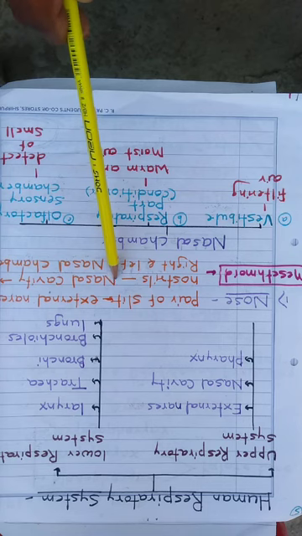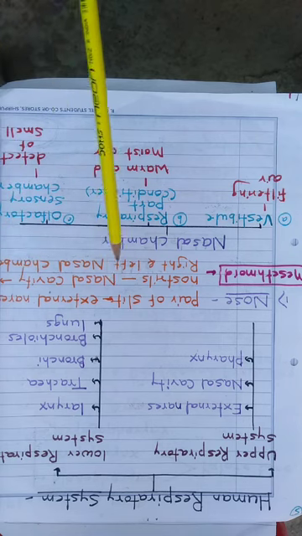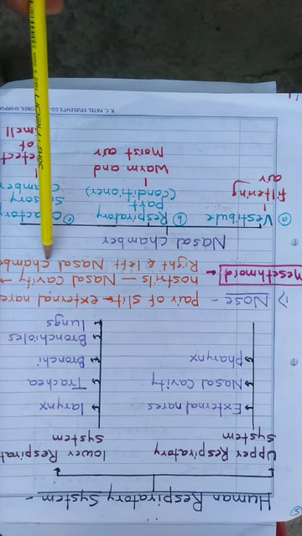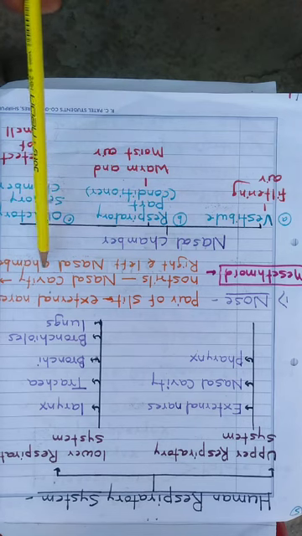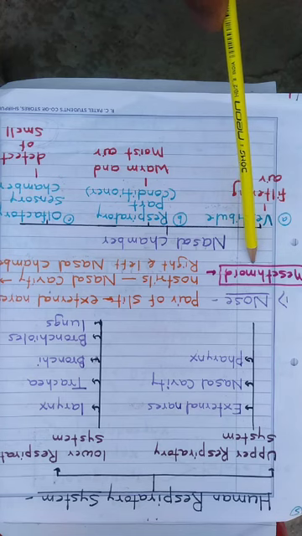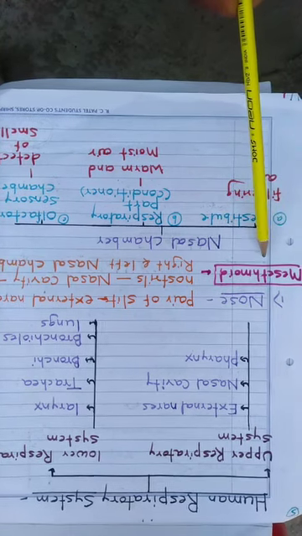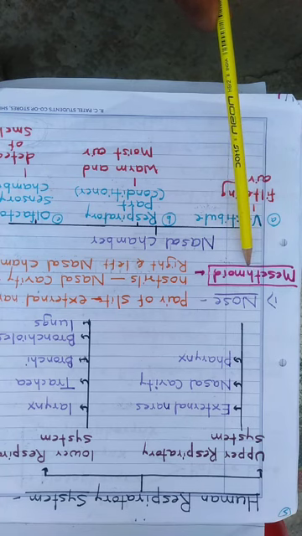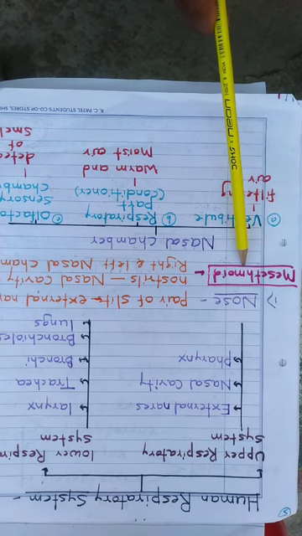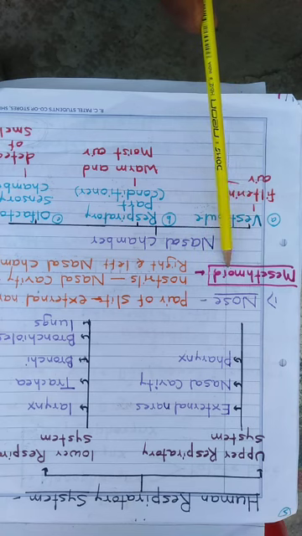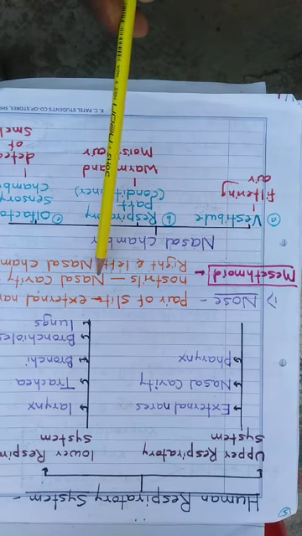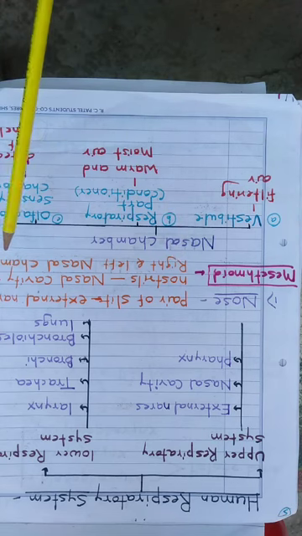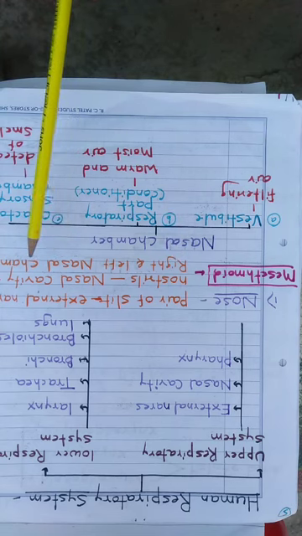Inside the nose there is the nasal cavity. The nasal cavity is divided into right and left nasal chambers by a vertical cartilaginous partition. That partition is called the mesethmoid. The mesethmoid is the vertical cartilaginous partition present in the nasal cavity, and due to it, the nasal cavity is divided into right and left nasal chambers. Now let's talk about the nasal chamber.